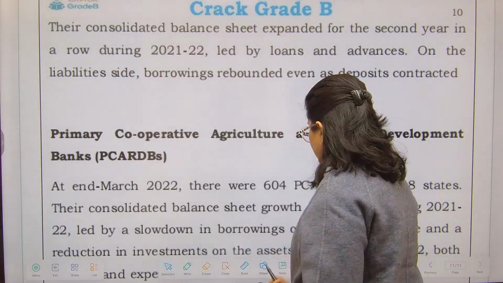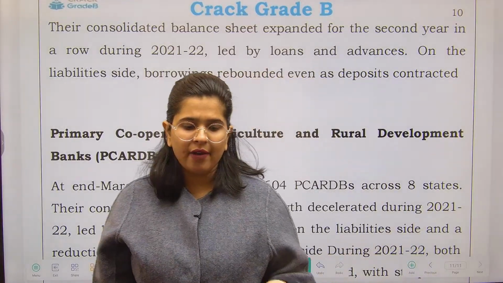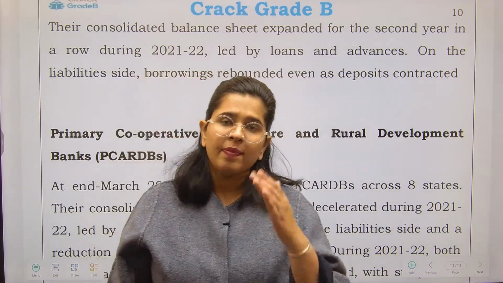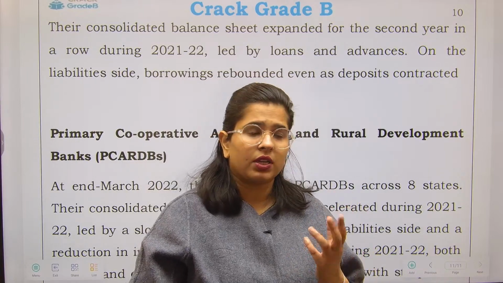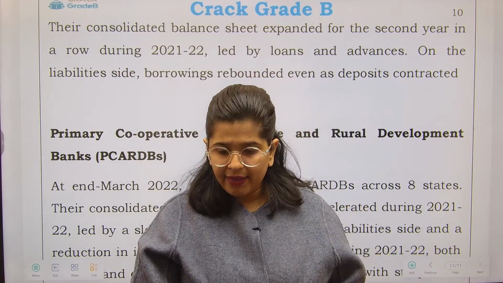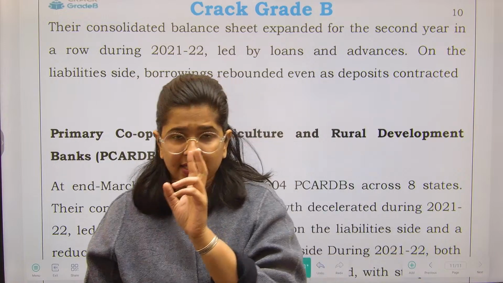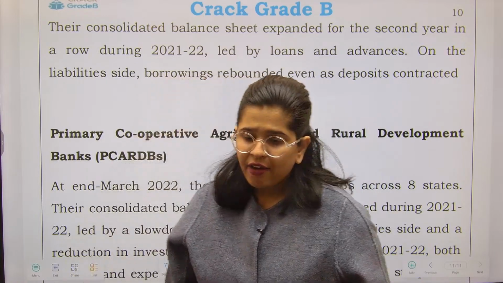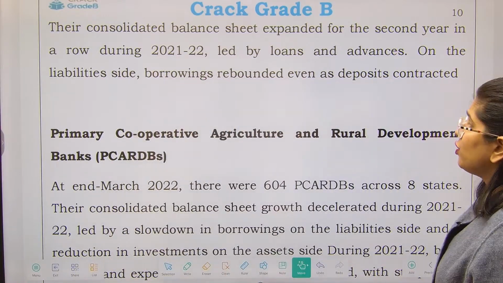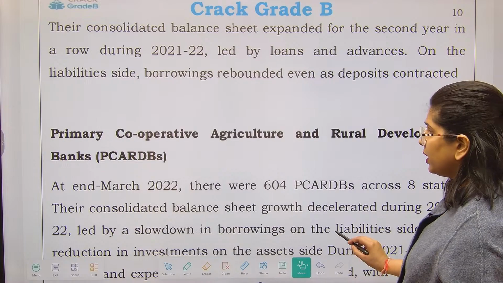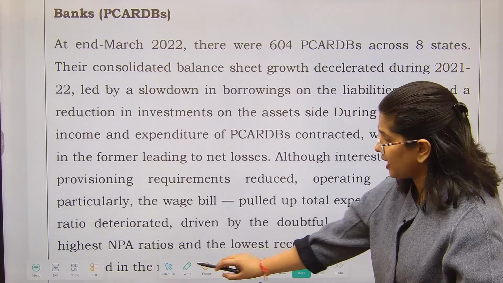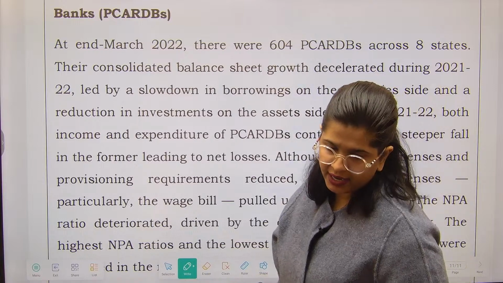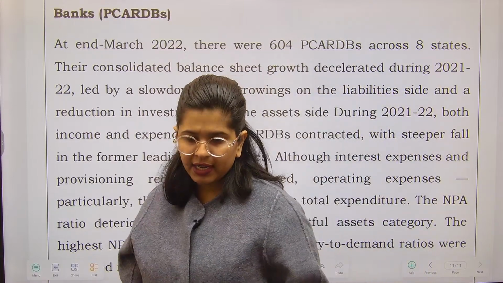Now, why am I not telling the data for it? Because I have already inserted a chart. Okay, a chart is already inserted, where we have seen what the assets are, what the borrowings are, what the NPA levels are for both short term as well as long term cooperatives. Finally, we have the primary cooperative agriculture and rural development bank. Obviously, by the name itself, it is depicted that they are providing long term nature of funding.